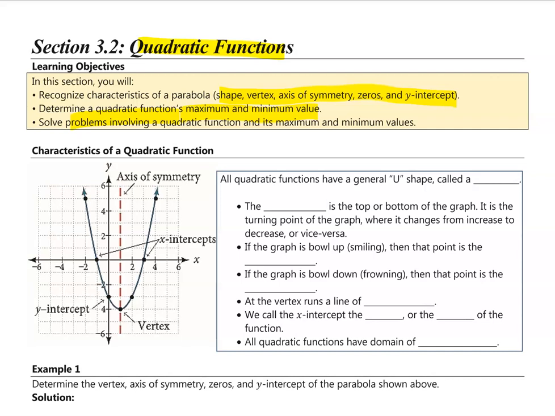So, quadratic functions. Our parent function for this, if you remember, is f of x equals x squared. What are the characteristics of a quadratic function? All quadratic functions have a general U shape, and we call it a parabola.